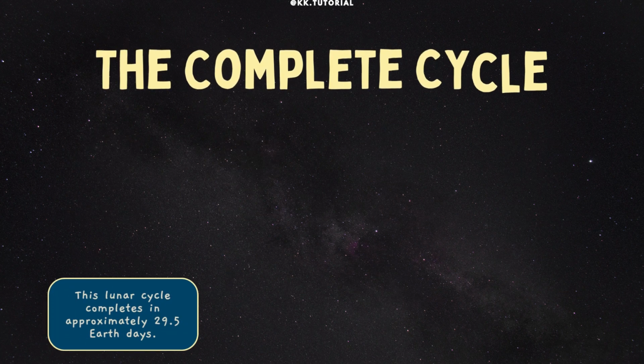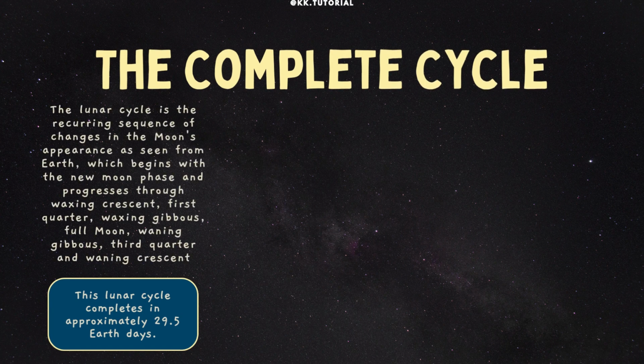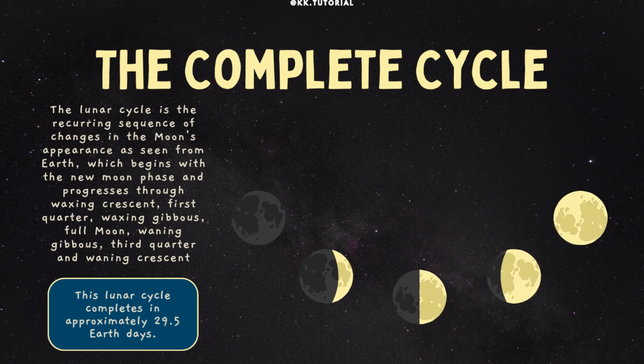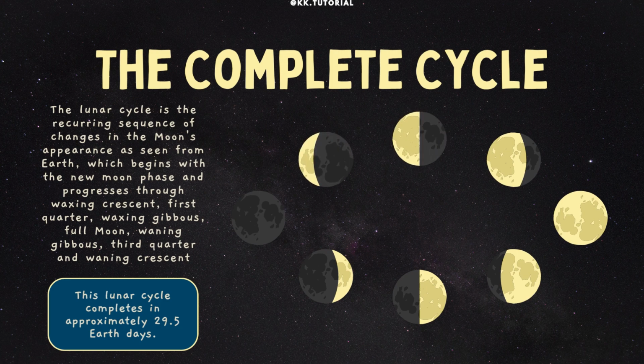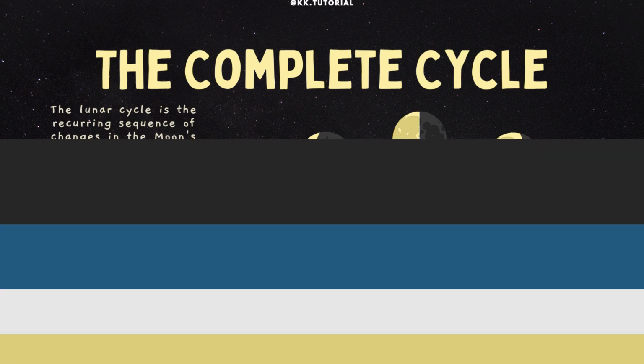The complete lunar cycle. So the lunar cycle is the recurring sequence of changes in the moon's appearance as seen from Earth, which begins with the new moon phase and progresses through waxing crescent, first quarter, waxing gibbous, full moon, waning gibbous, third quarter, and waning crescent. In order to complete the lunar cycle, moon has to complete all these 8 phases. My dear students, now we will study all these 8 phases of the moon in detail.